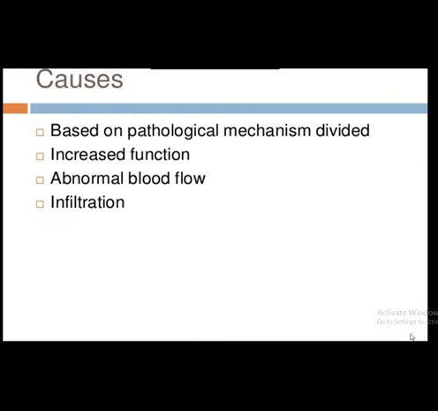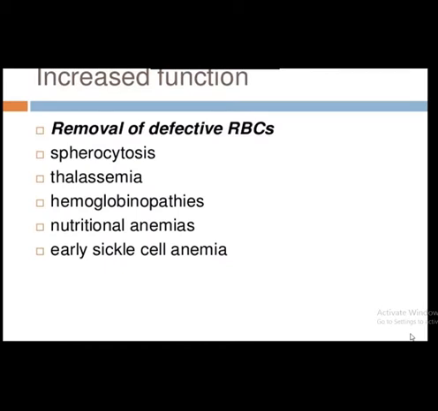Causes, based on pathological mechanisms, are divided into increased function, abnormal blood flow, and infiltration. Increased function: removal of defective red blood cells like spherocytosis, thalassemia, hemoglobinopathies, nutritional anemias, and early sickle cell anemia. All these are related to increased function, and because of the removal of defective RBCs, the morphological changes of the red blood cells cause the increased function, which leads to hypersplenism.